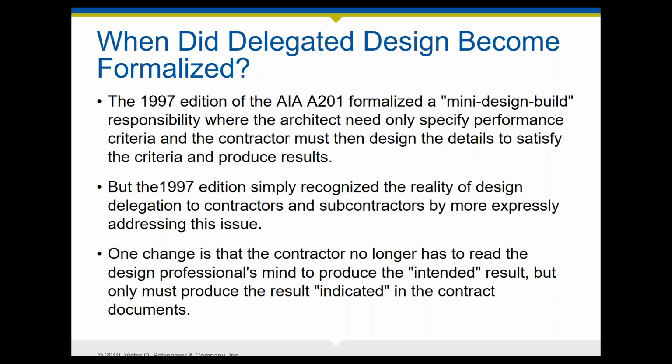And one thing it did in 1997 is it changed the standard AIA contract that says that the contractor no longer had to construct the project to produce the intended result of the architect, because that was so subjective. And as part of this mini design build, it really said that the contractor now had to produce the result indicated in the contract document. So because the contract documents did not indicate absolutely everything the contractor had to build, that opened the door for performance standards and the delegation of design.